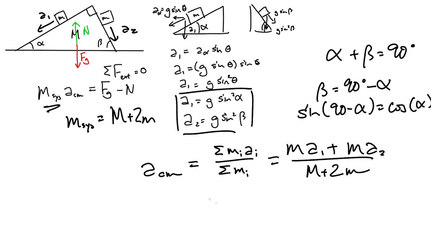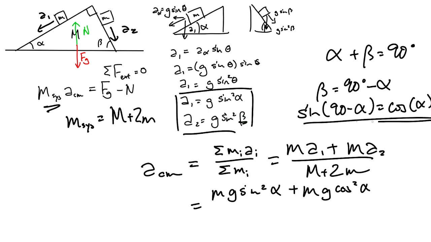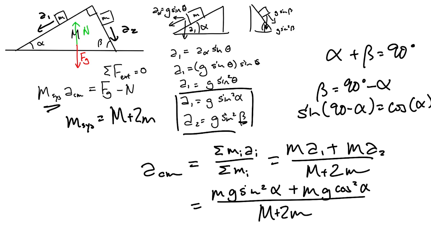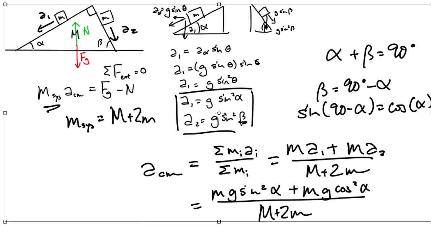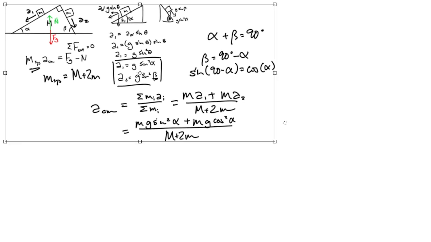So that means this equals our mass times g sine squared alpha, plus m g cosine squared of alpha, because our beta is just equal to 90 minus alpha, and we already proved that that equals cosine. So we can divide all this by m plus 2m. All right, more zooming, more shrinking. This is fun.